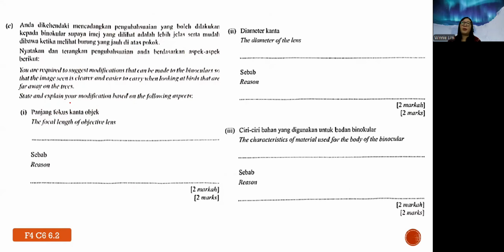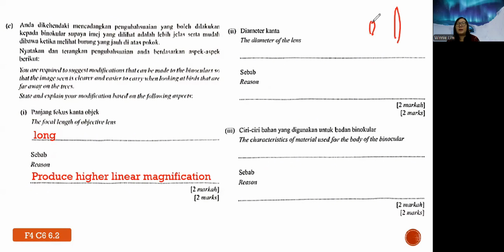For your information, when the focal length of an objective lens is long, your image is further magnified. So that's why we need a long focal length, for higher linear magnification. Then the diameter. Diameter of the lens refers to this. This is a small diameter, and this one is called a big diameter. We want more light to pass through, so bigger is better. You will have a brighter image for the end result, because more light enters.